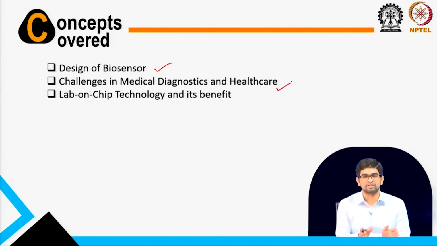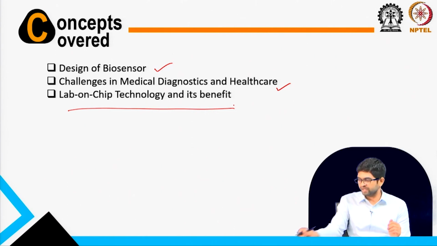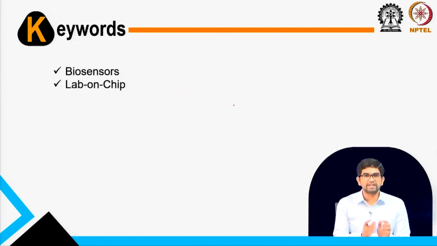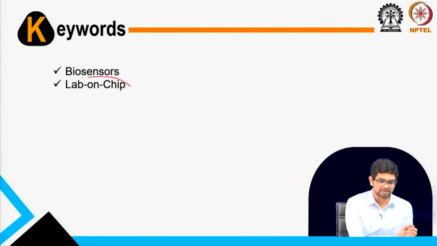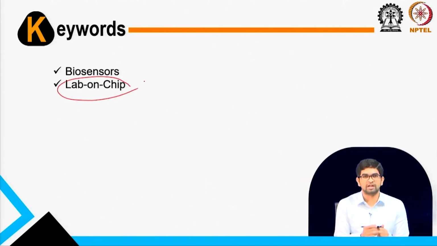Let us address all the challenges first, and then I will let you know how we can bring this kind of technology on a single chip and then you can easily commercialize them. So, this is very important. Lab on a chip technology is the main solution to those challenges, and I will mention its benefits. The main keywords of this lecture today are biosensors and lab on a chip. This is a very important part of this course that I will start today.